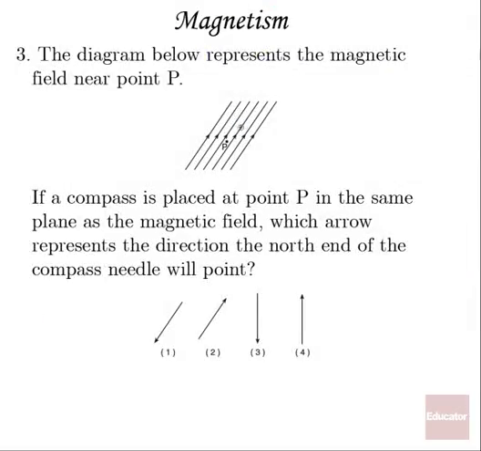The diagram below shows the magnetic field near point P. If a compass is placed at point P in the same plane as the magnetic field, which arrow represents the direction the north end of the compass needle will point? Well, that's going to again line up with the net magnetic field, which is going to be up and to the right, so our correct answer must be number 2.